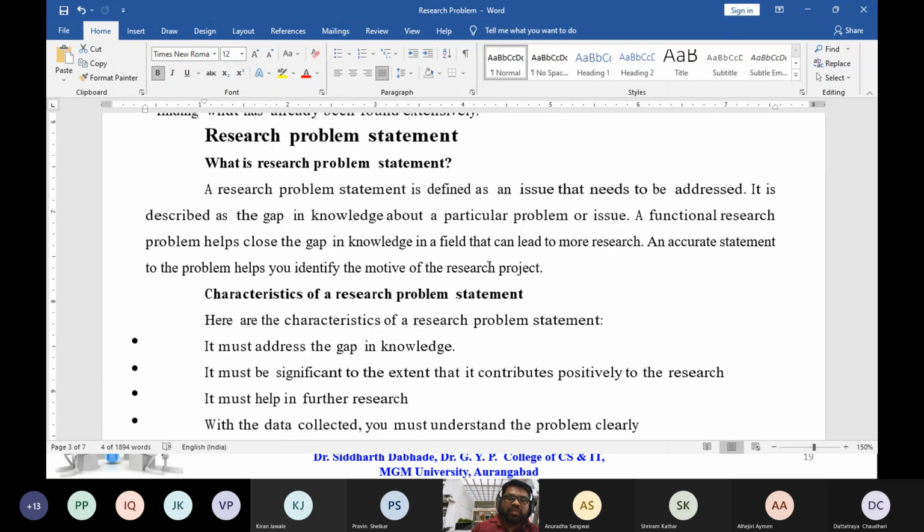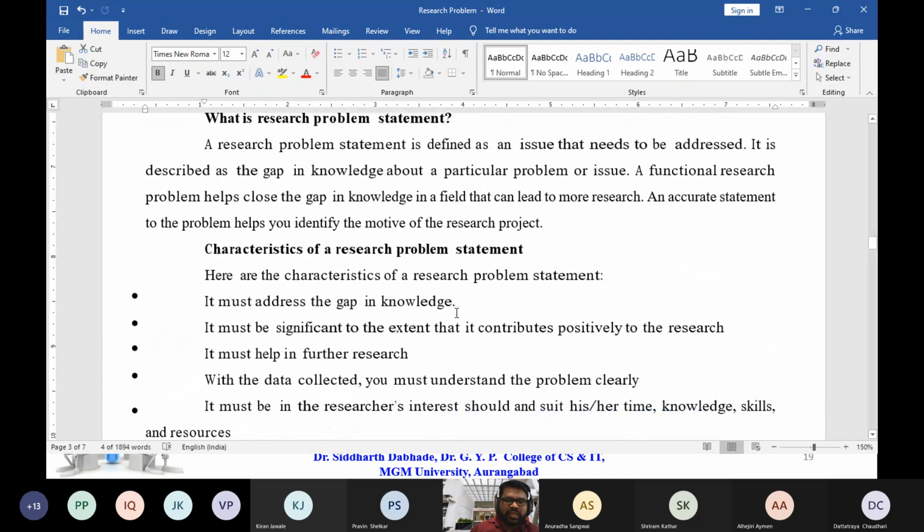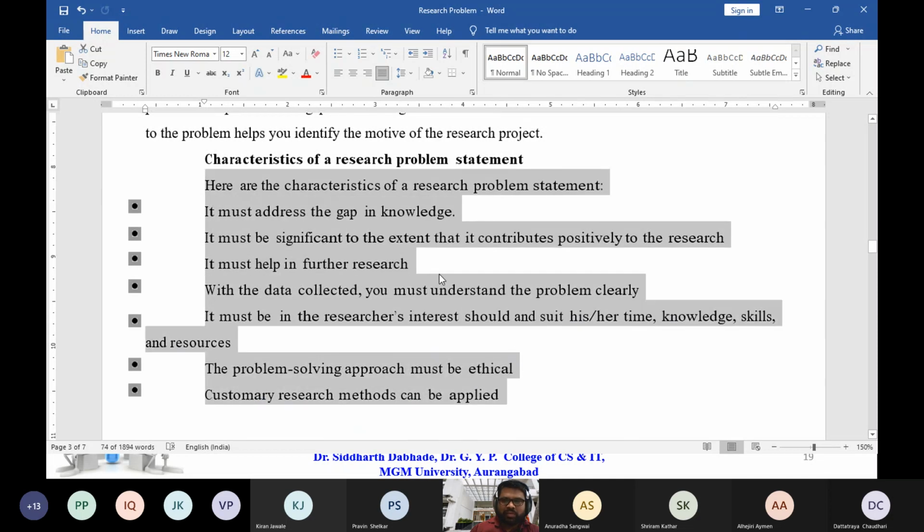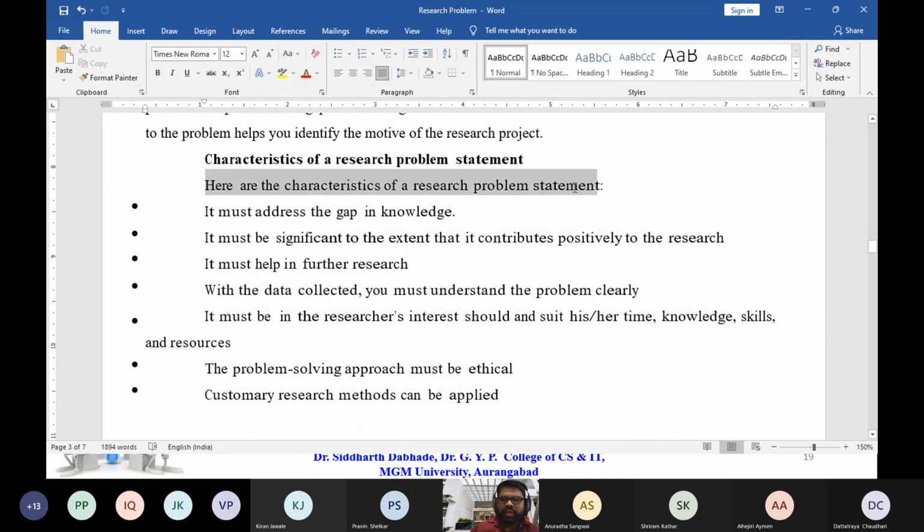Okay, so it is a functional research problem. It will help to close the gap in knowledge in the field that can lead to more research. So we need to make an accurate statement whenever we are creating our research work. Whenever we are framing the problem statement, it has certain characteristics. I will read out what the characteristics are, so you will easily understand. It must address the gap in knowledge, right? As I already told you, it should fill the gap in the existing knowledge.